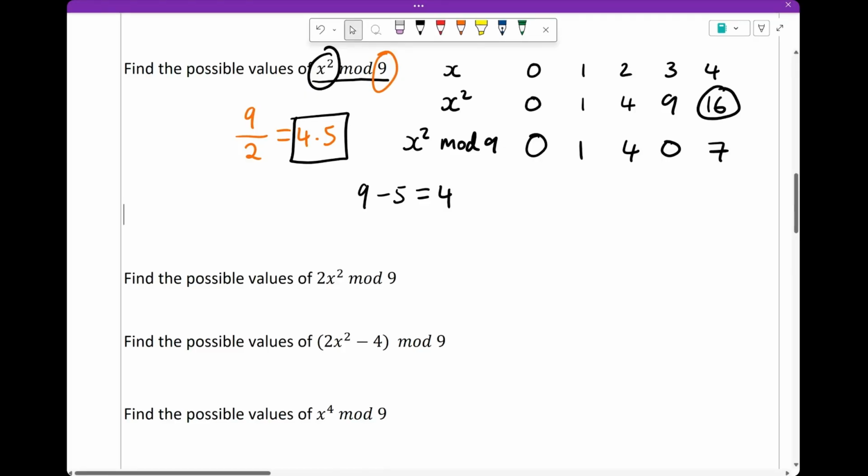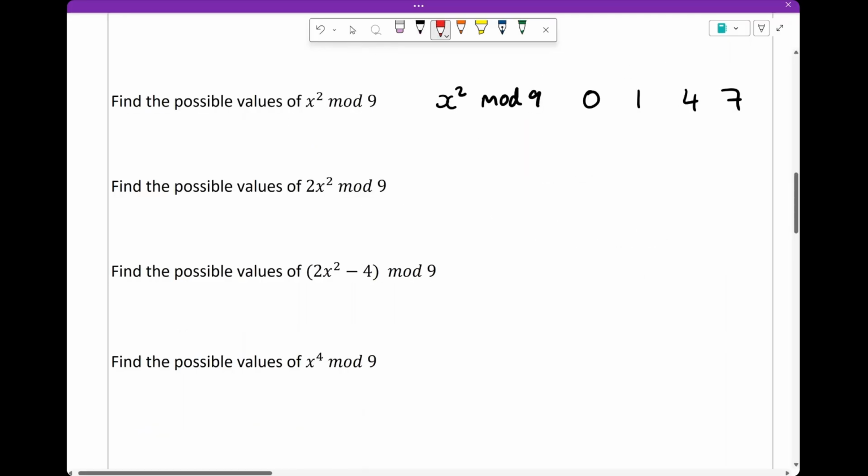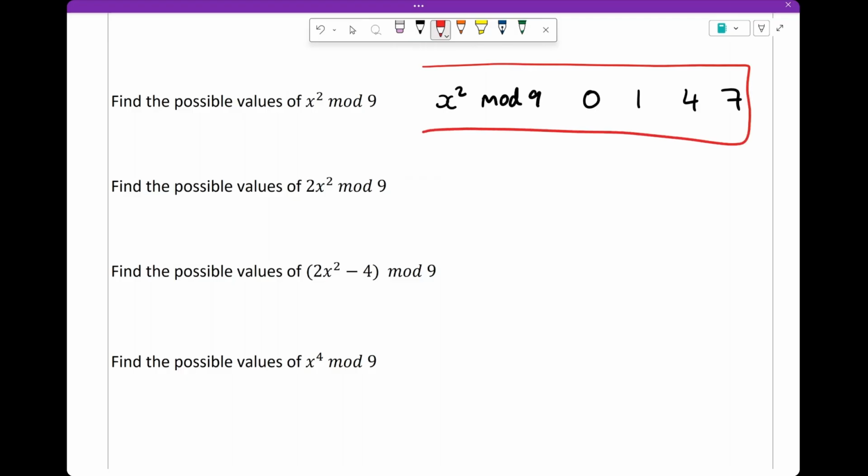So now we can use our bottom row to write out our answers. Okay, it's any unique value in this row. So the quadratic residues modulo 9 would be 0, 1, 4. I don't have to write 0 again, so the other one would be 7. And those would be my final answers to the first question. So I've got my answer to question 1 over here. We're now going to make use of this to answer some related questions.